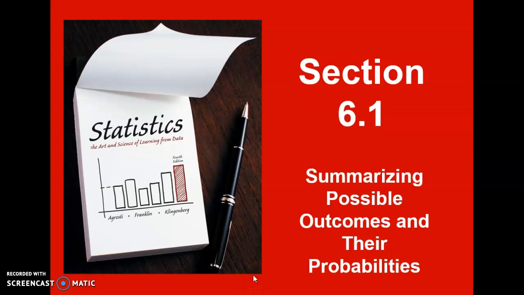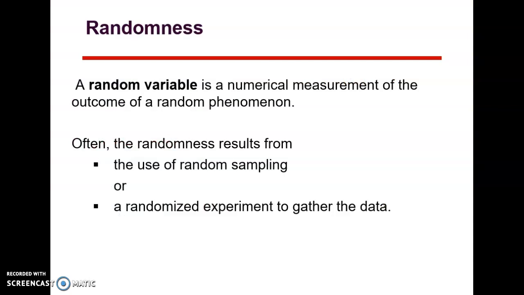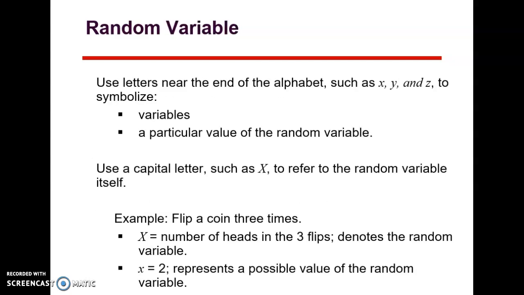Okay, we're going to start Chapter 6 with summarizing possible outcomes and probabilities. We've gone over random variables quite a few times, so I think you're pretty familiar with it, but you can pause this if you need to. And we're going to use letters at the end of the alphabet such as X, Y, and Z to symbolize variables and particular values of a random variable. So a particular value might be something like X equal 3 or X equal -1.